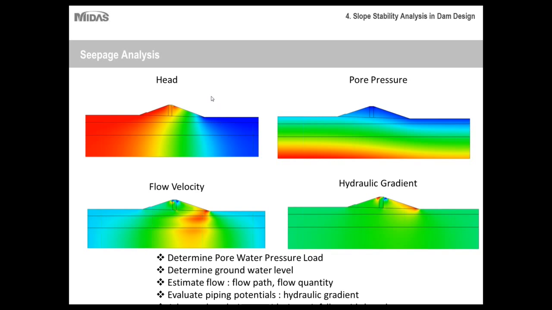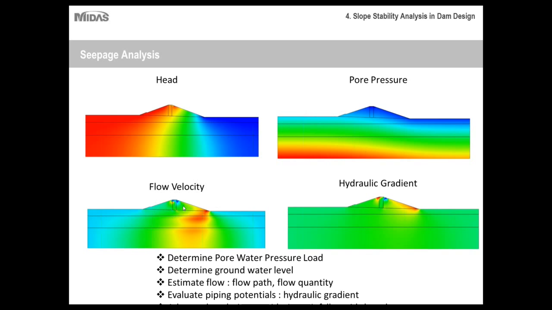When you do a seepage analysis, and let's say for example this left side here is where the reservoir is located, you'll have several results available to you when you run the seepage analysis through a finite element program. First you'll have your head, so areas of high water pressure will be to the left where the reservoir is, and it'll transition slowly to low water pressure where the dry side of the embankment is. You'll have your pore pressure, so naturally, pore pressure is going to be higher where the water is. And then flow velocity, which is very important.